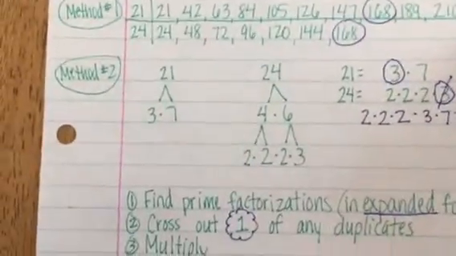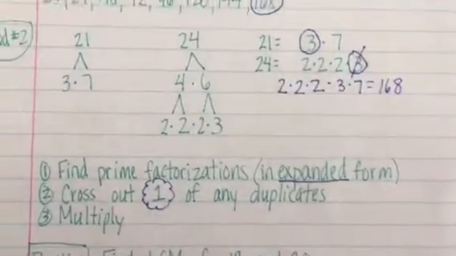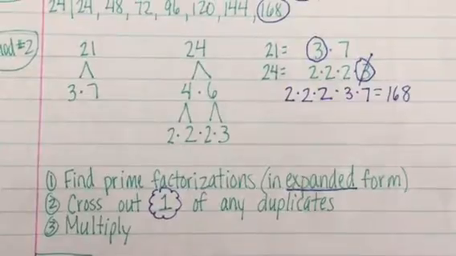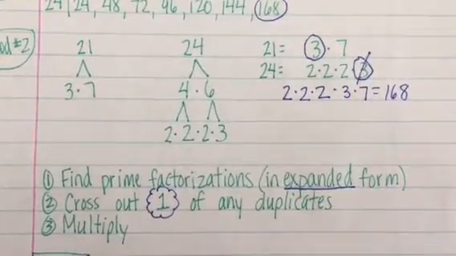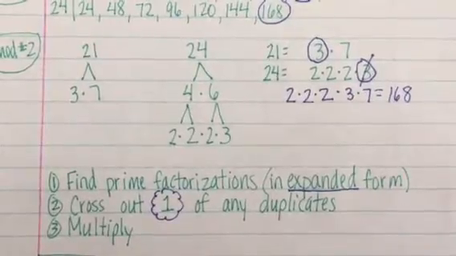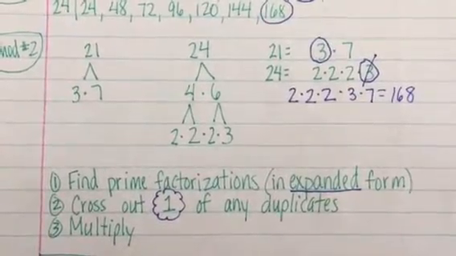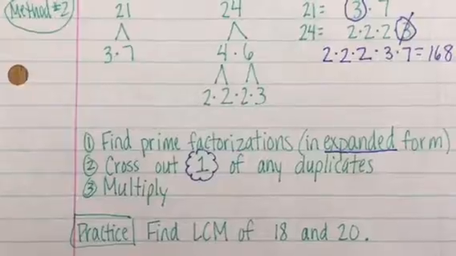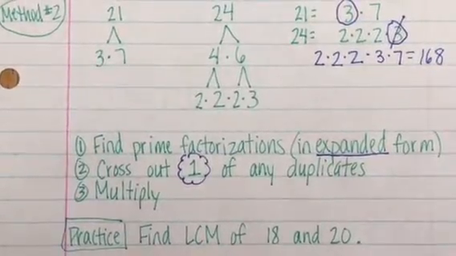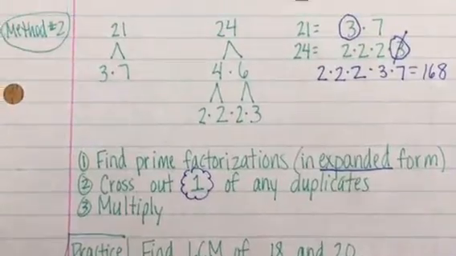So the method in 3 simple steps is to find the prime factorizations in expanded form, cross out one of any of the duplicates, or maybe you could think of that as leave behind one of any of the duplicates, and then multiply. So for practice, I'd like you to find the least common multiple of 18 and 20. Come back and hit play when you're ready.